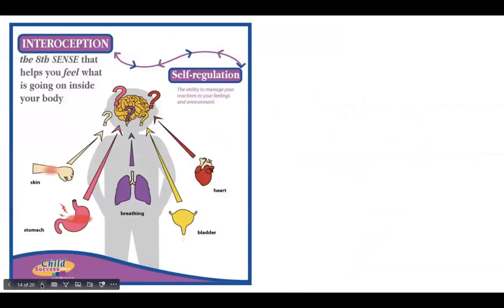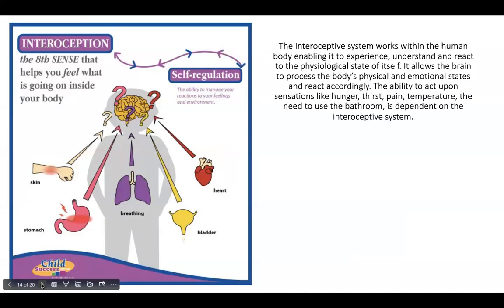The last, eighth sense is interoception. It really helps you to feel what's going on inside of your body. It helps us to act upon things like our hunger, our thirst, if we are having pain, if the temperature is not correct, if we're too cold or too hot, or if we need to use the bathroom. So it really gives us those good signals.